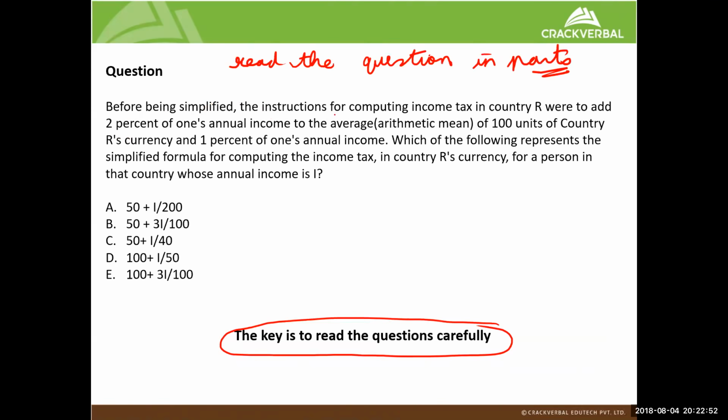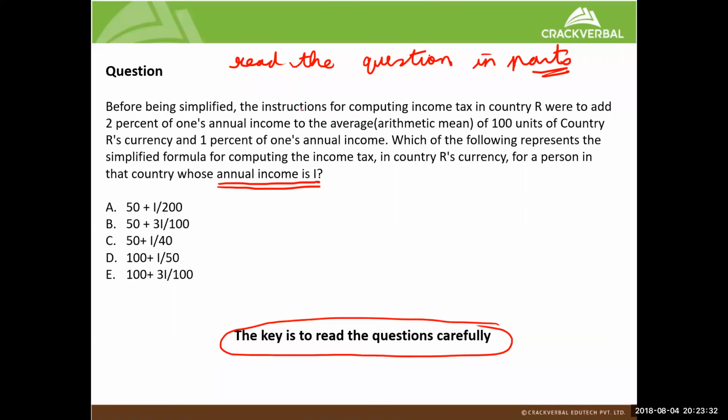Before being simplified, the instructions for computing income tax in country R were to add 2% of one's annual income to the average of 100 units of country R's currency and 1% of one's annual income. So now if you got a little muddled up in that entire sentence, no problem. Which of the following represents the simplified formula for computing the income tax in country R's currency for a person in that country whose annual income is I? So what they have done is now they have defined the variable for you. So I know the annual income is I.